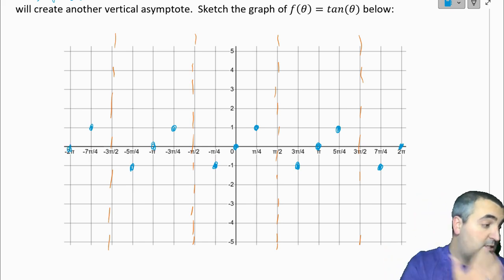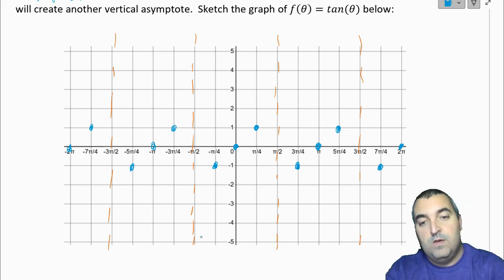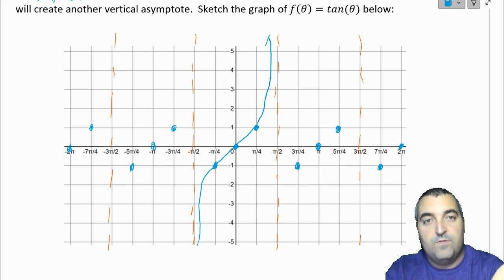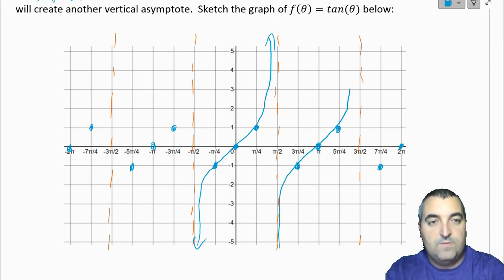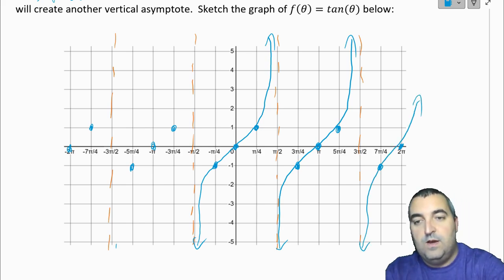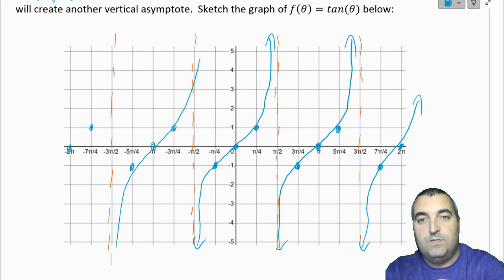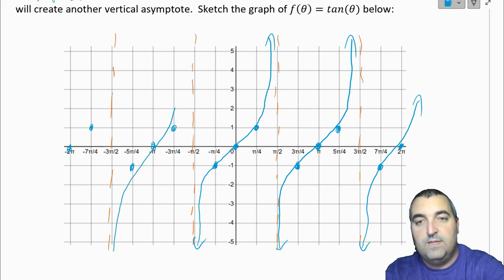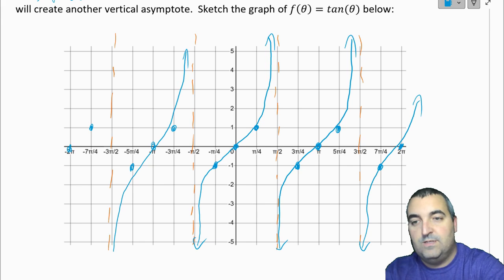Now the question is, how do you connect them? Well, you connect them so you hug the verticals. Hit the 3 points, and then hug the other vertical. And you do the same thing in each of these sections. Hug the vertical, and you'll see where it would go. Pretend you don't go over the verticals, because that's a big no-no. And connect your points.